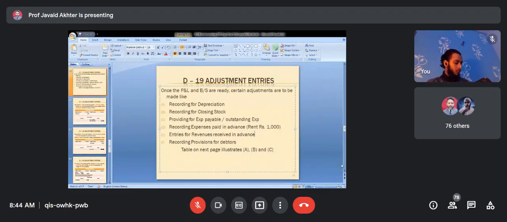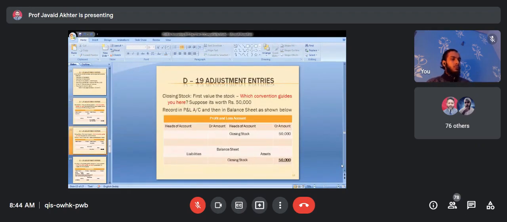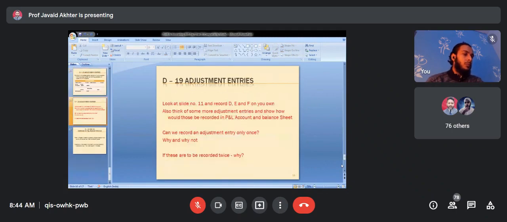Okay. So likewise, you can think of more adjustment entries here. D, E, and F I have explained, but do it on your own. You also think of more adjustment entries, and how would you record those in profit and loss account and balance sheet? All these 6 that I have illustrated so far have been recorded twice, isn't it? Is there a possibility that one may be recorded only once?